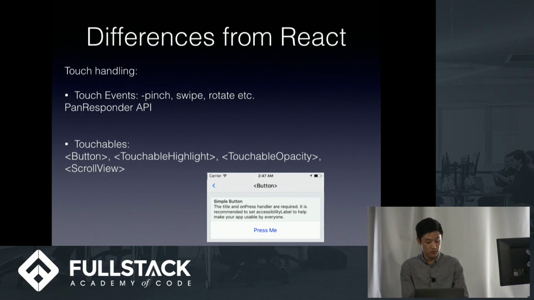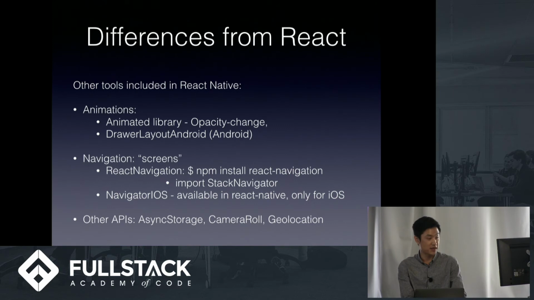What scroll view is, when the height of the component exceeds the screen's height, you're able to scroll up and down using like a drag gesture. There's some other tools like animations. For animations, there's the animated library. You can change the opacity. You can drag things, move components around. And just for Android, there's a drawer layout Android API.